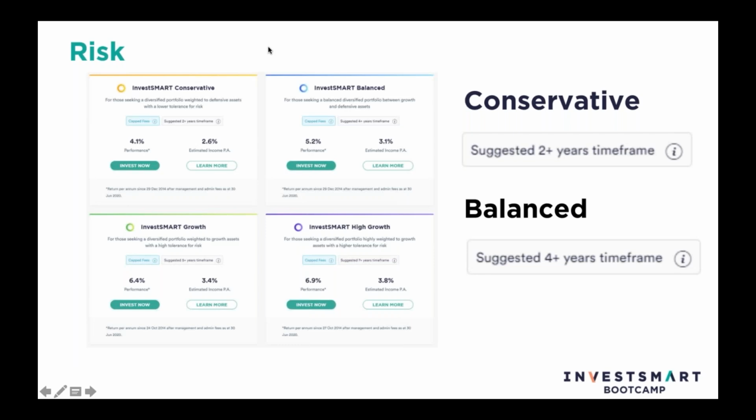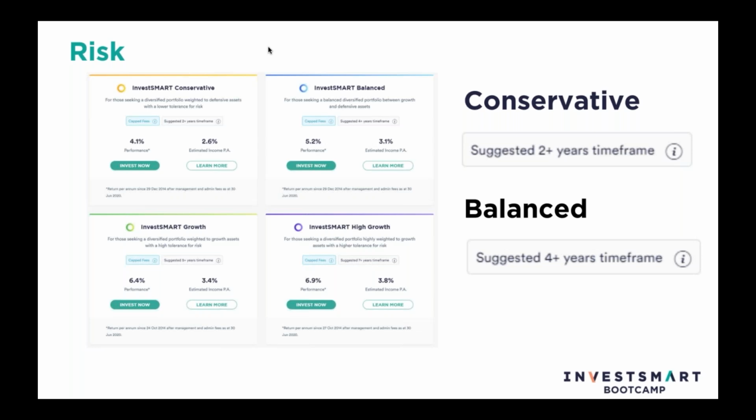So you might see that risk is usually given these terms. These are InvestSMART portfolios, and I'll talk about the InvestSMART ones just because I'm familiar with them. There are a number of different other kinds of managed portfolios or investments you can look at, and I'll even show you where you can search for those. But this is an example here where the InvestSMART Conservative Diversified Portfolio has a suggested time frame of 2+ years. So what it's saying is that it recommends that you have your money in there for 2 years or more. If you go to the balanced, it's saying a 4+ year time frame.